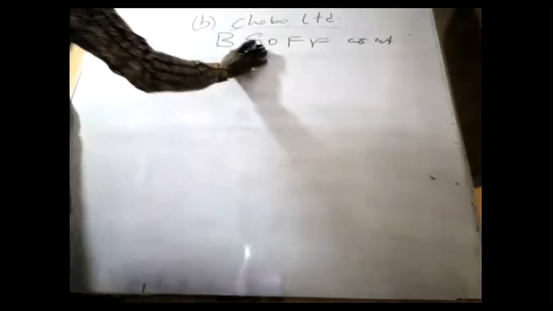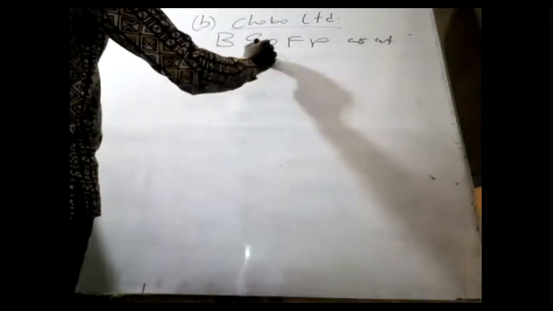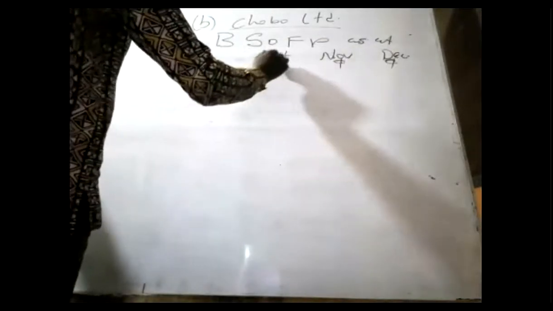Go to the B. Outside on top, B. Let's start right here, Chobo Limited. Third examiner. Mr. Examiner, this is the budgeted statement of financial position, no shortcut. Yes, no shortcut. As at the end of October, November, and December. Putting all this together, we have what we call our reporting currency, reporting Ghanaian cedis.